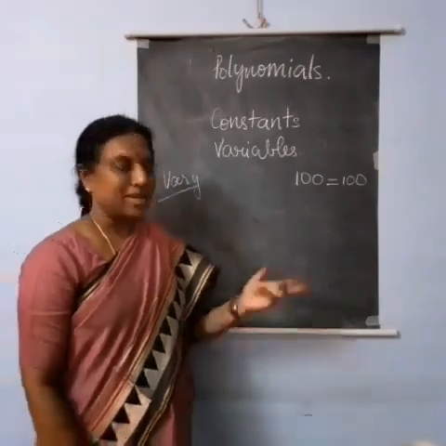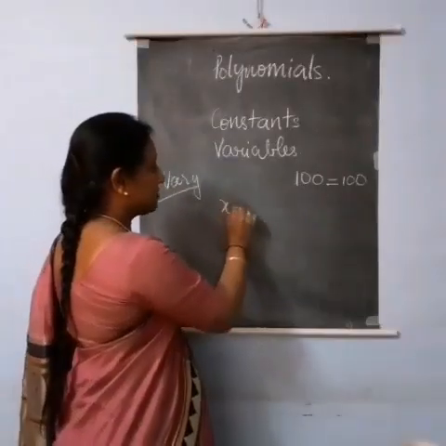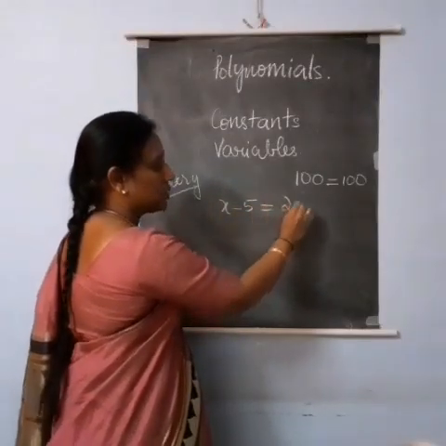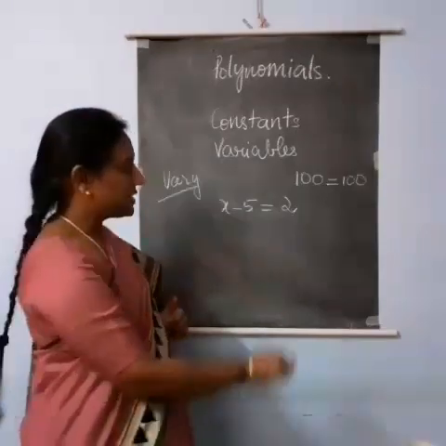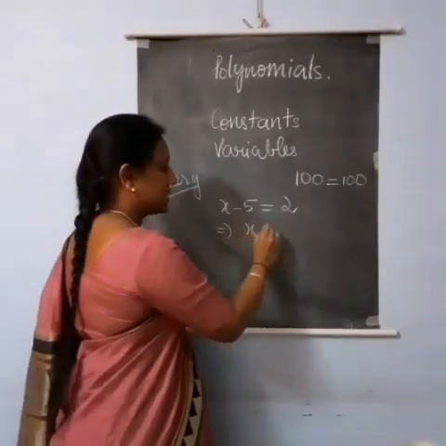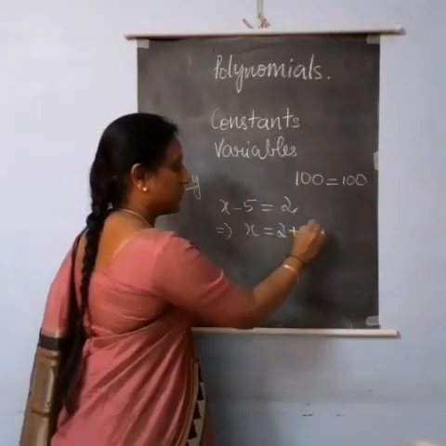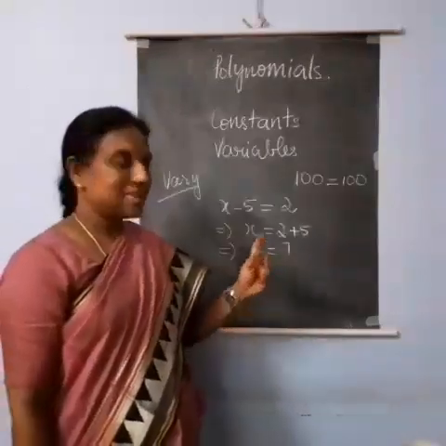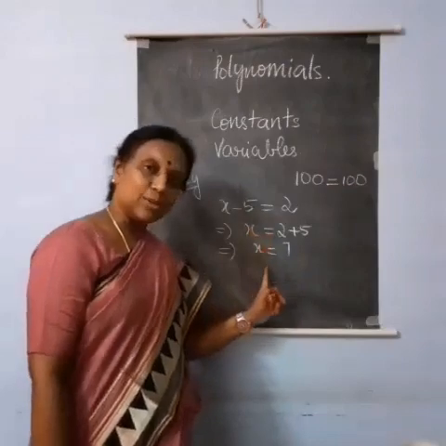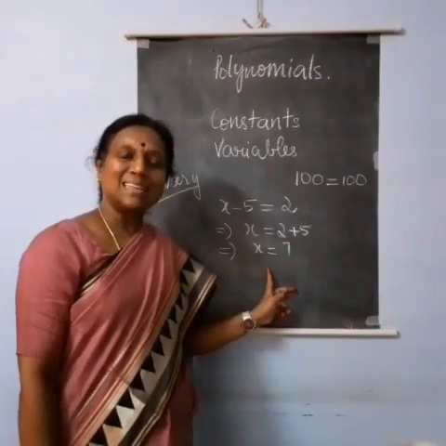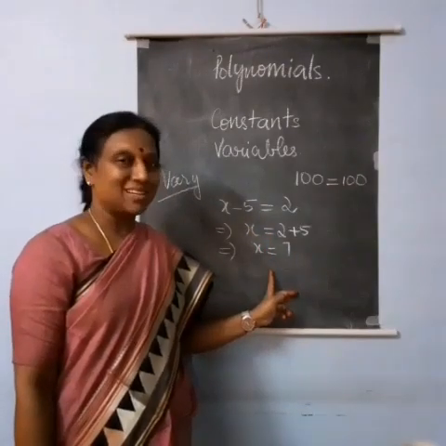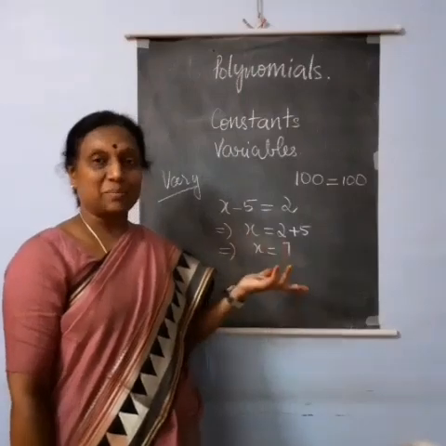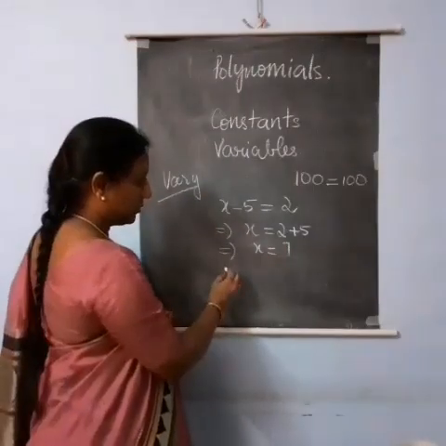Okay? Just say we have an equation like this. x minus 5 is equal to 2. So when we solve it, what do we get? x is equal to 2 plus 5, where we have x is equal to 7. So in this case, the value of x is 7. Does it mean that x will only take the value 7? No. In a different sum or a different situation, what will happen?